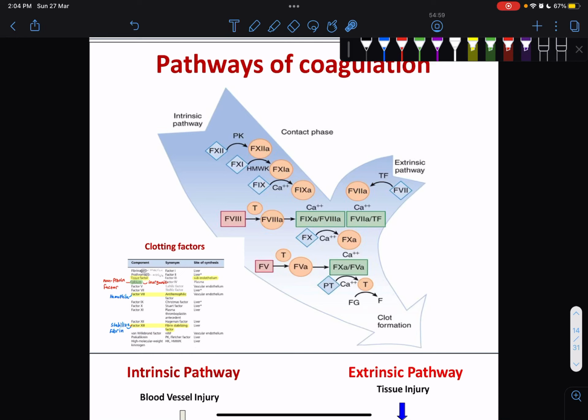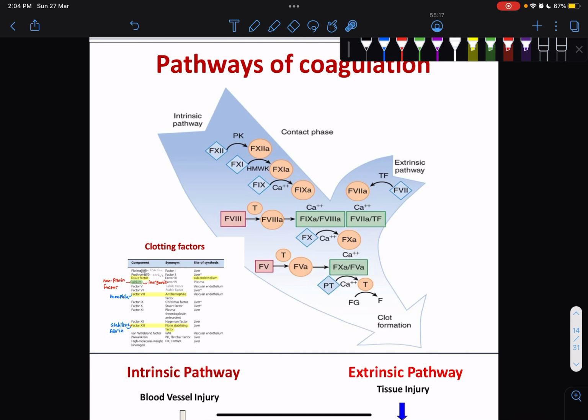Green color, akhdar. Can you see that? Factor 10 and factor 7 are written here. Before that, there are two separate pathways. One is coming from the extrinsic and one is coming from the intrinsic. Which one is the tawil pathway? Intrinsic pathway or extrinsic pathway?